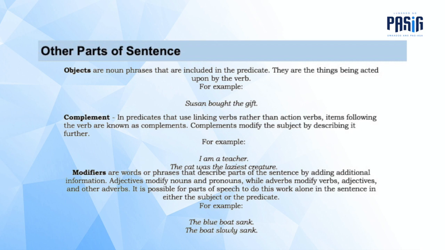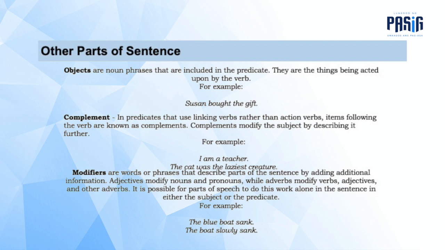Next, complement. In predicates that use linking verbs rather than action verbs, items following the verb are known as complements. Complements modify the subject by describing it further. For example, I am a teacher. The cat was the laziest creature. In these cases, the words following the linking verb describe the subject, whether they are nouns, noun phrases, or adjectives.